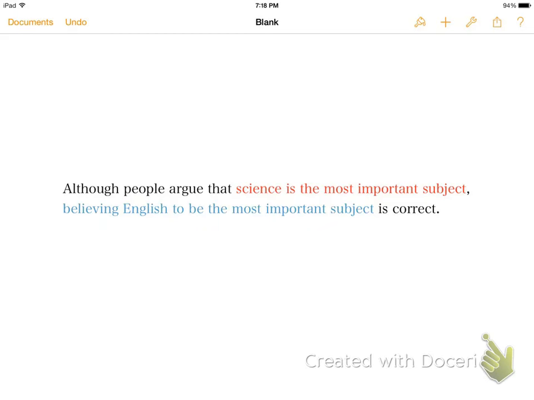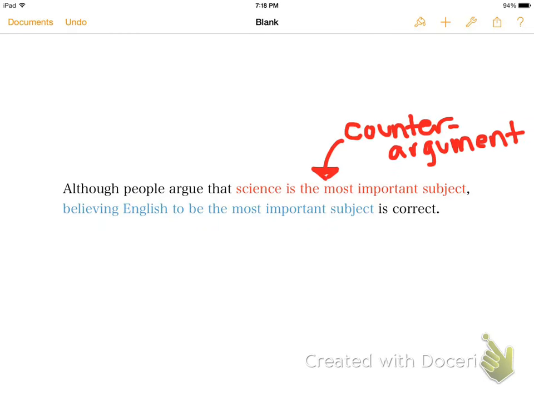Let's try it another way. Although people argue that science is the most important subject, believing English to be the most important subject is correct. Again, the first part of the sentence, science is the most important subject, is the other side's point of view. It's the counter-argument. You're going to correct them and show them wrong, that believing English to be the most important subject is actually correct. That's the rebuttal. Of course, this is just my humble opinion, but I think I might be right.